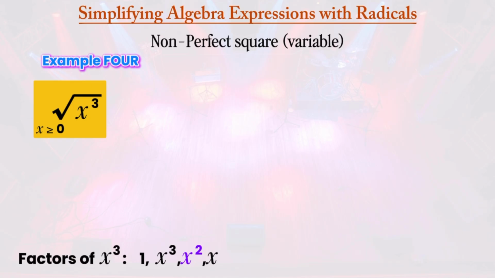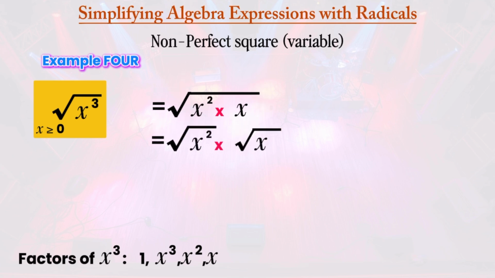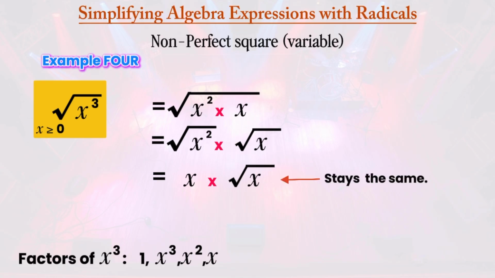So that means we can write the square root of x to the power of 3 like this: the square root of x squared times x. Each subject can have its own radical symbol to give the square root of x squared times the square root of x. The square root of x squared is just x, and the square root of x cannot be simplified any further because it does not have a perfect square factor. Therefore, the square root of x to the power of 3 is x times the square root of x.